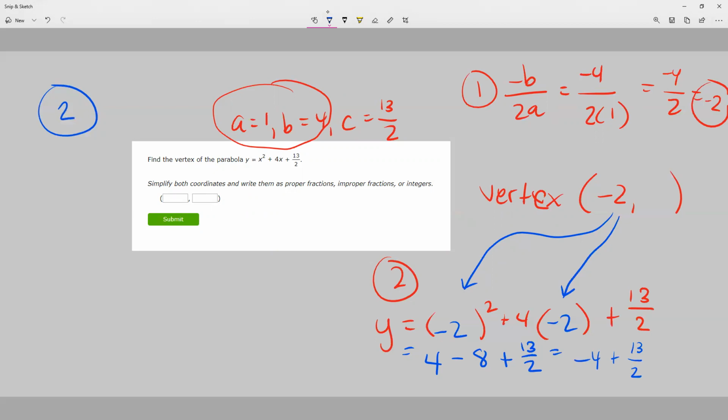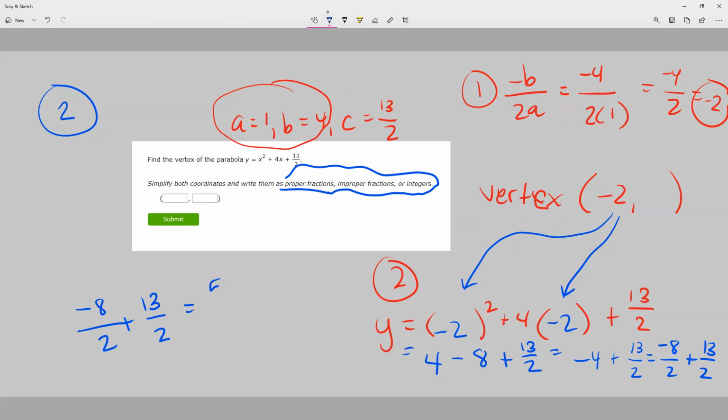And if you're thinking about 13 over 2, that's 6.5, right? So if I'm adding negative 4 plus 13 over 2, that's really like saying negative 8 over 2 plus 13 over 2. You could think of it as a decimal, but it's asking you to write it as a fraction, so you'll have to go back and do that changing again. So if I'm looking at negative 8 over 2 plus 13 over 2, then I'm saying positive 5 over 2. So my vertex is negative 2 and 5 over 2.